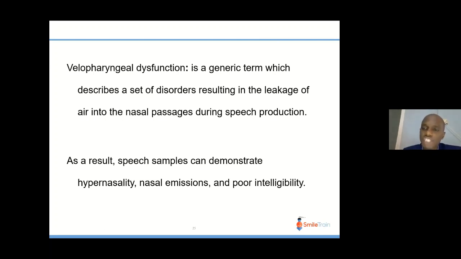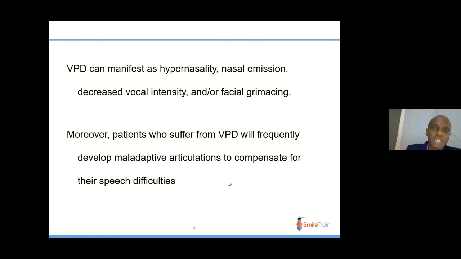Normally, when you are making sound in speech, there is a block, a separation of the nasal cavity from the oral cavity, such that the speech that is made is limited only to the oral cavity. But whenever there is a leak of air from the oral cavity to the nasal cavity, it's termed a velopharyngeal dysfunction. And this can result in hypernasality, nasal emission, and poor intelligibility of speech. Velopharyngeal dysfunction, that's VPD, can present as, like I said, hypernasality or facial grimacing.